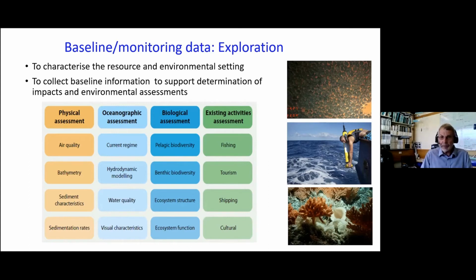But the complex array of information that you've got to collect is pretty daunting. You've got the physical assessment, you've got to look at the oceanography, you've got to look at the biology, and you've also got to look at other activities which feed into what you need to know when you put everything together to assess the cumulative impacts of either multiple operations or multiple activities.